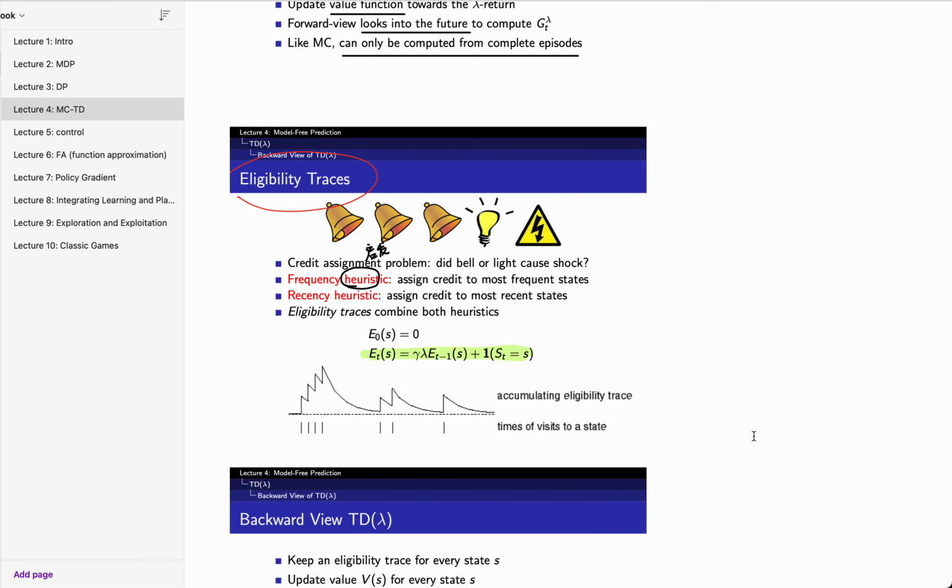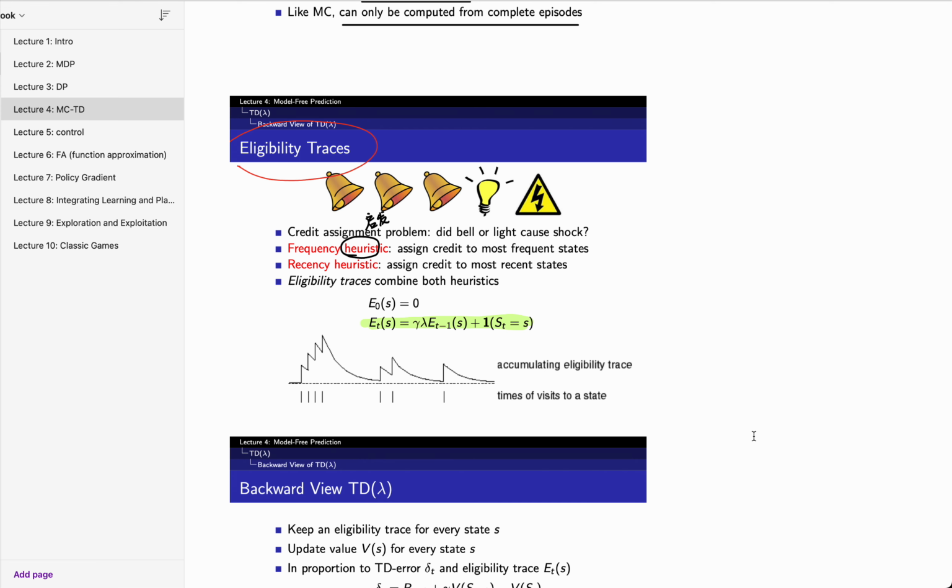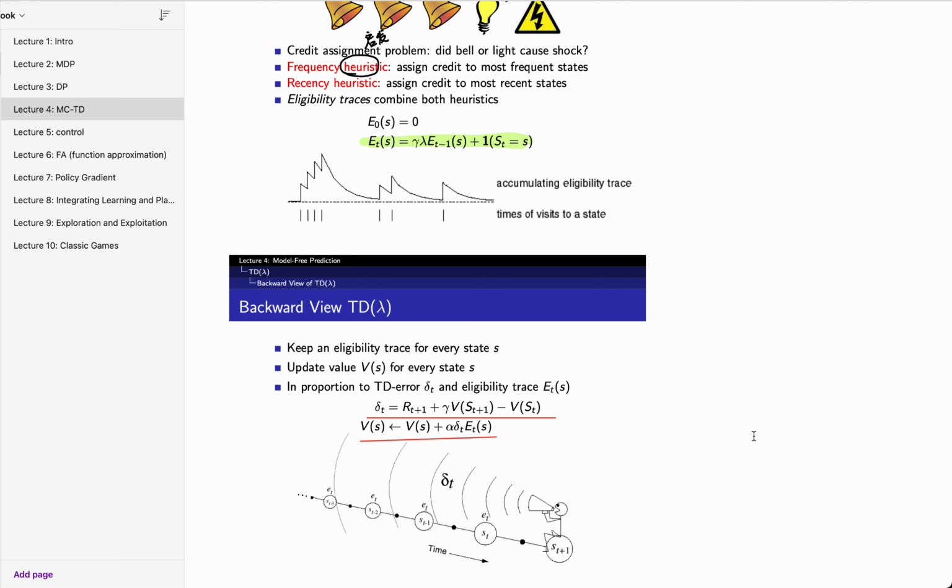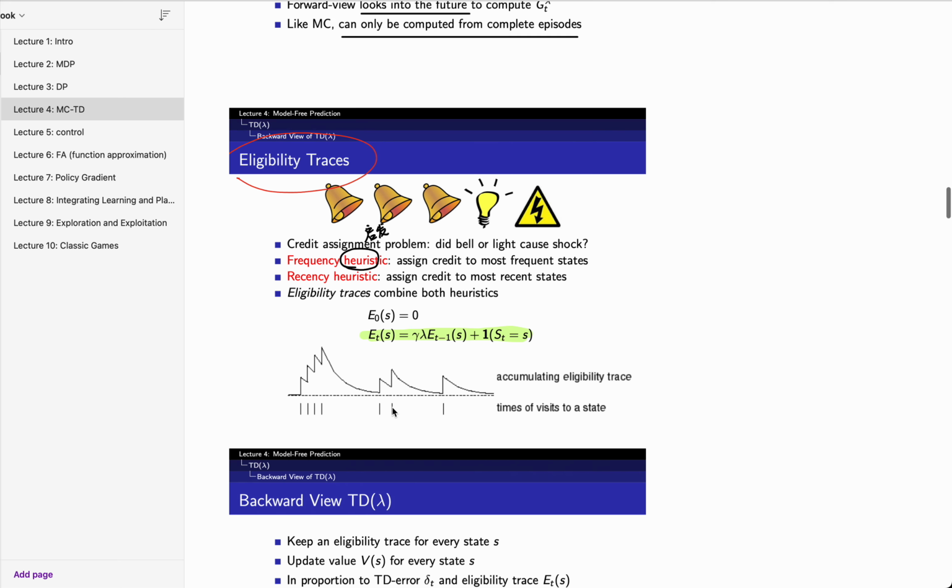Instead of looking forward, I can also look backward. So a backward view TD lambda would be to update this TD error with a so-called eligibility trace, ET. Eligibility traces are defined by a frequency heuristic and a recency heuristic. Every time I reach a state, I'm going to add one more up.